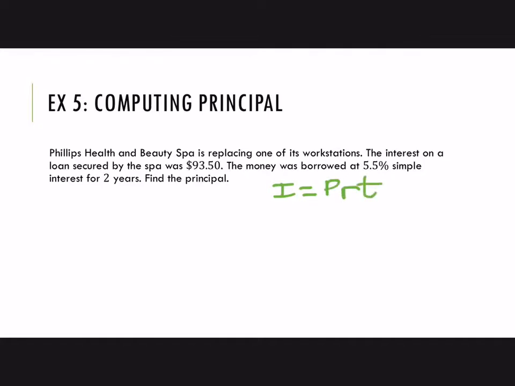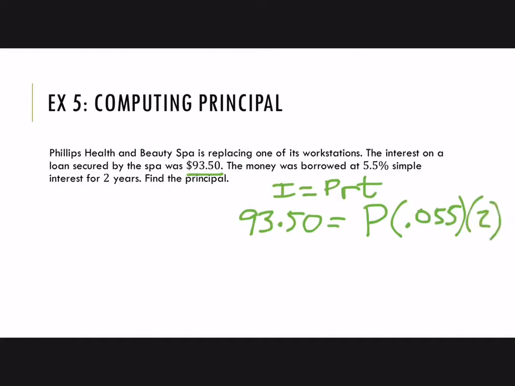Alright, so this time I do know the interest. The interest on a loan secured by the spa was $93.50. Okay, so I'm going to replace I with that. I don't know principal, that's what I'm trying to find. And then I should know rate and time. There should be only one thing that I need to find. Alright, so rate is 5.5%, and as a decimal that would be 0.055.